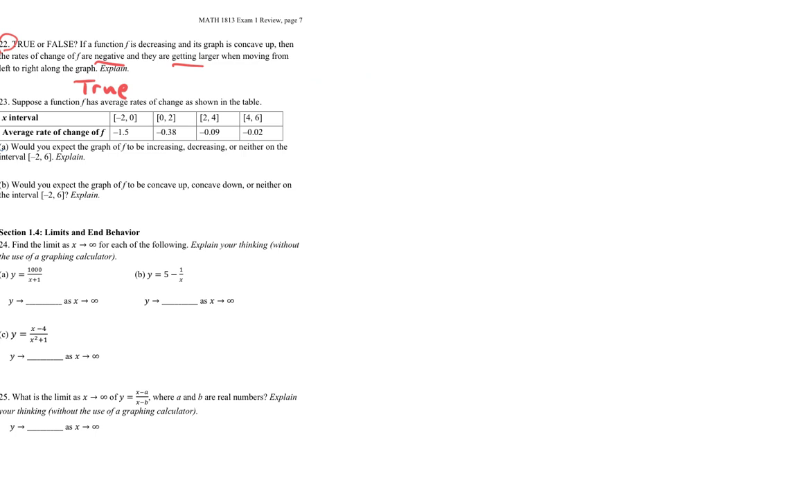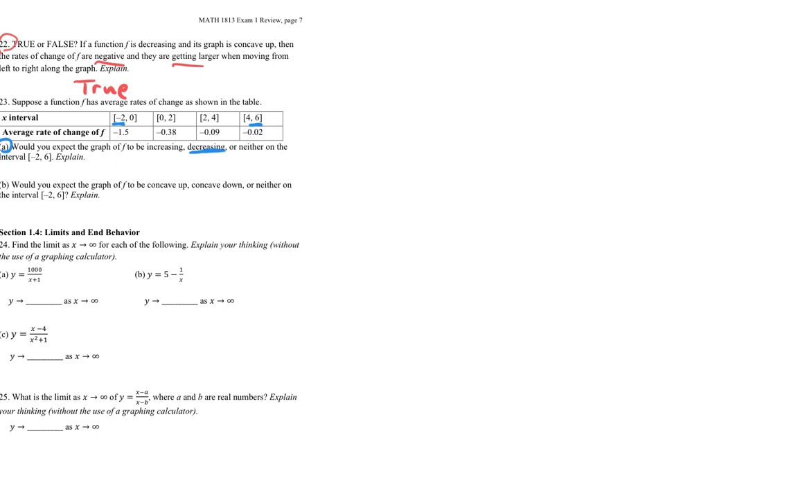Okay, so we're looking at 23a. We have a function f with the average rate of change shown in the table. Would you expect the graph of f to be increasing, decreasing, or neither on the interval from -2 to 6? So here to here, the whole thing that we're given. We would expect it to be decreasing on this interval, because if we look, all of our average rates of change are negative. If we have a negative rate of change, that means we have a negative slope, or we're decreasing.